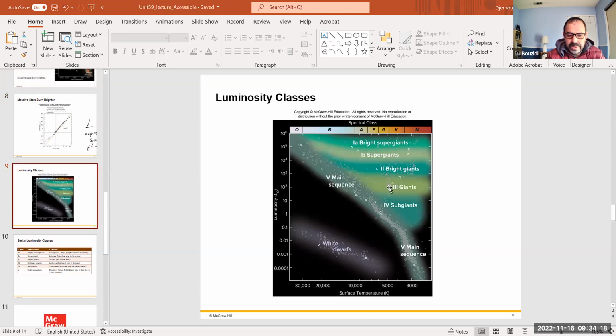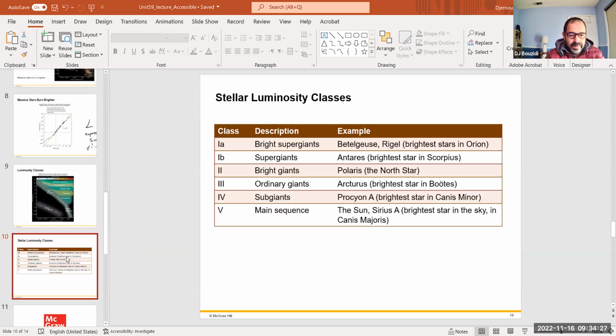And again, the luminosity depends also on the size, not just the surface temperature. And these are far more luminous, although they have dimmer temperatures in general than that of the sun. Okay.